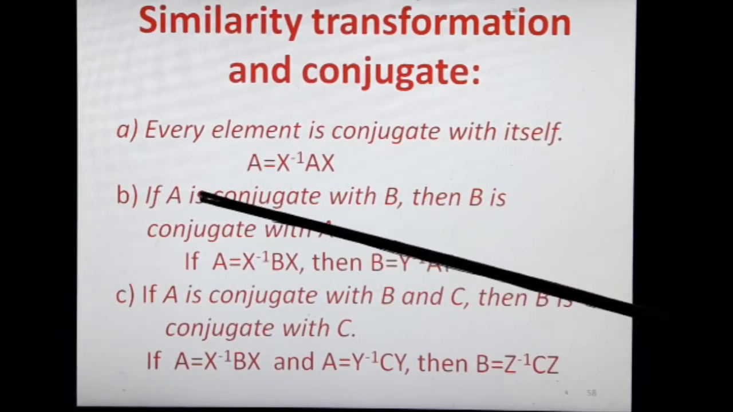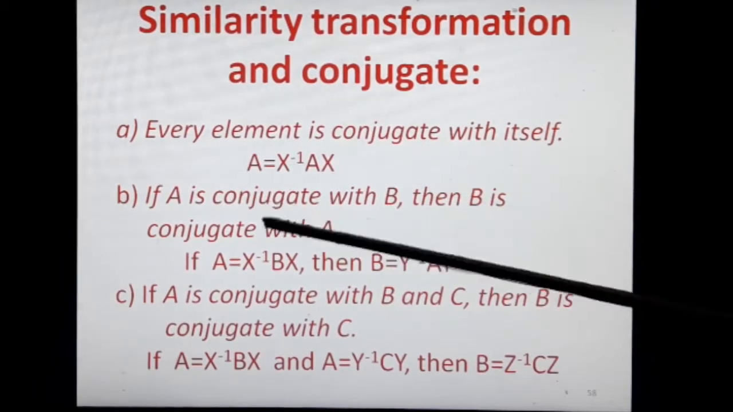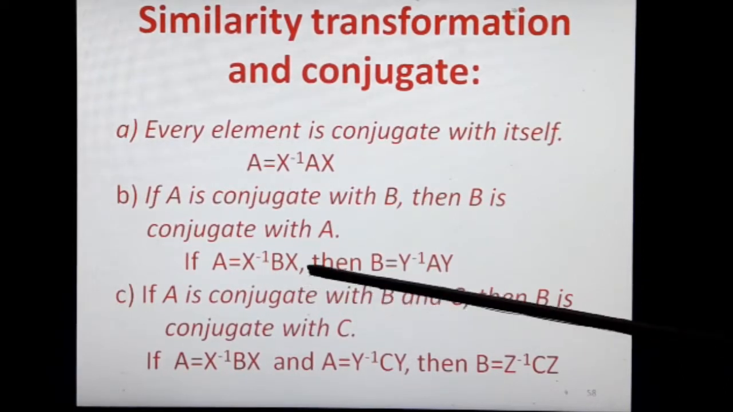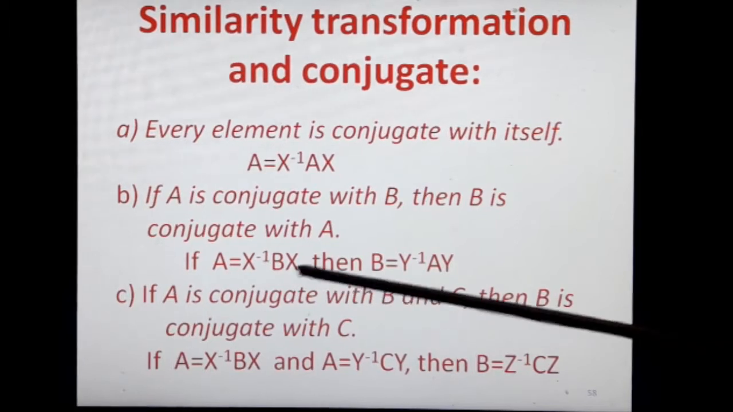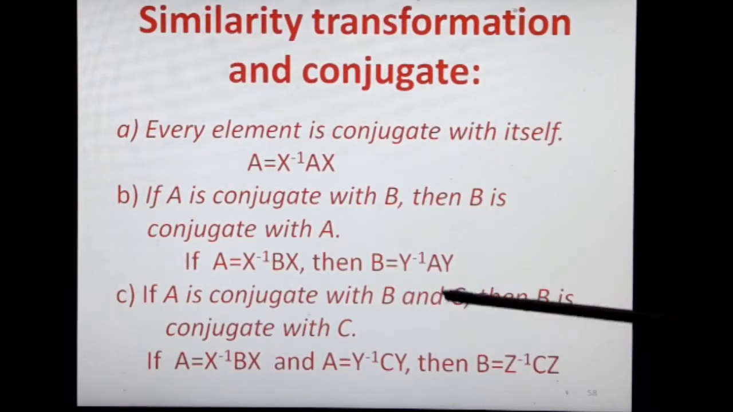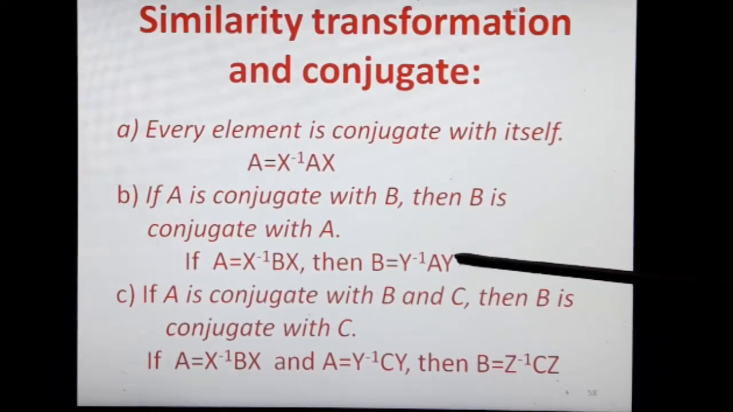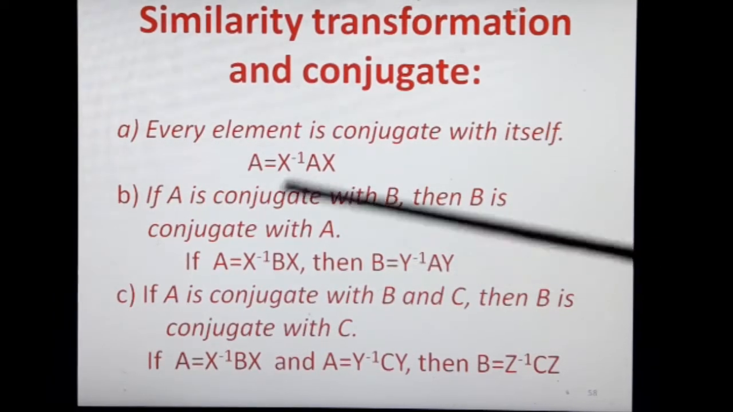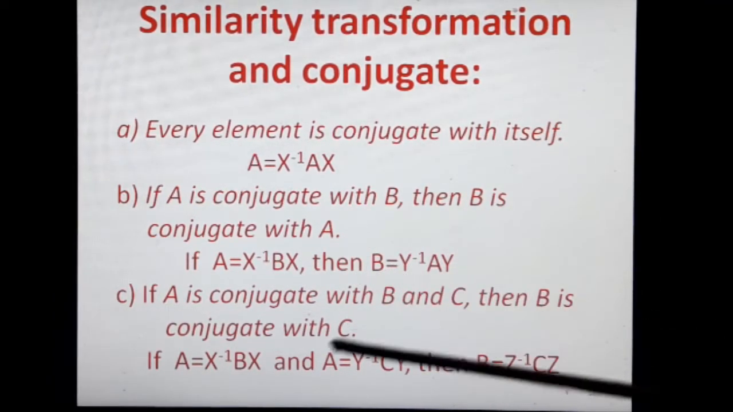Second property: if A is conjugate with B, then B is conjugate with A. If A is equal to X B X inverse, then B is equal to Y A Y inverse. So X and Y are two other elements, and A and B are also elements.